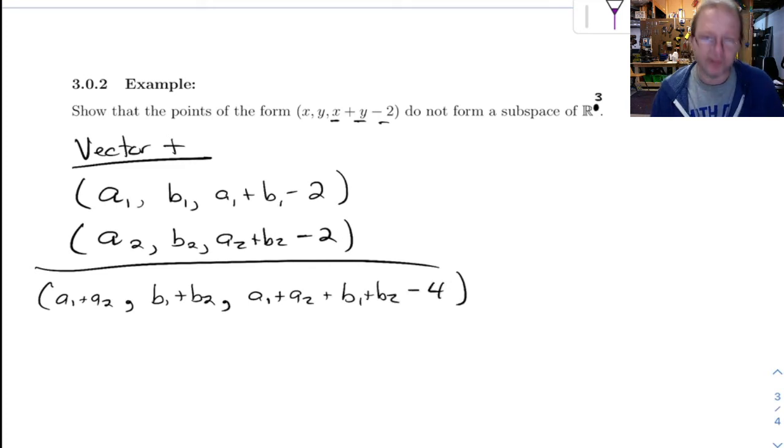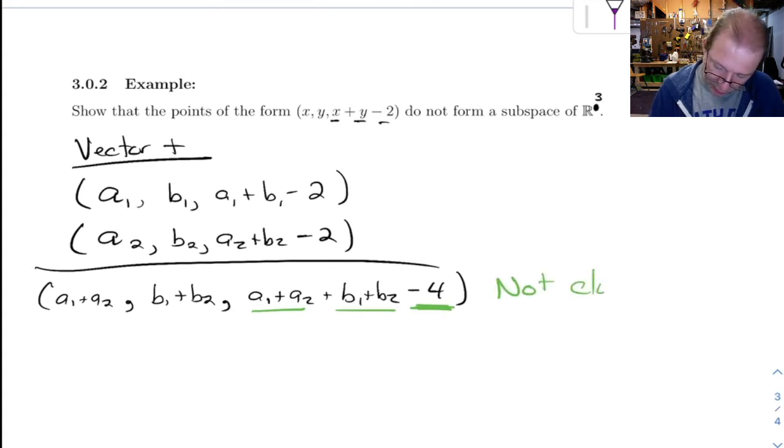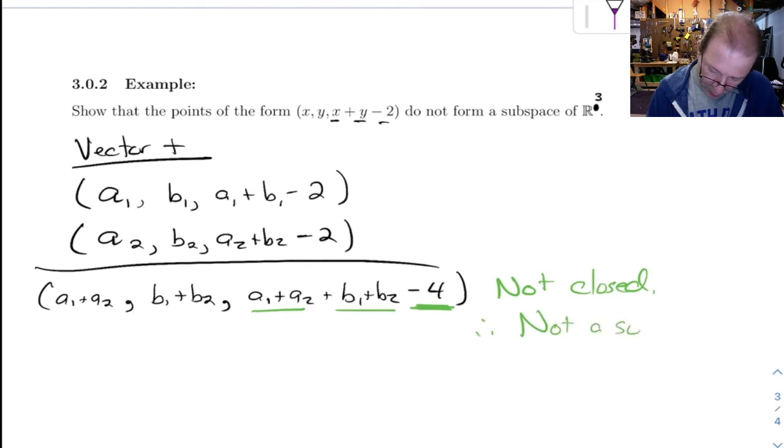And we have to check to see if this is of the right form. This third thing is supposed to be the first plus the second minus 2. Well, it's the first plus the second, but minus 4. So this is not of the right form, so vector addition is not closed. And that's enough for us to say it's not a subspace. It's that 2 that messes things up. That 2 is there and it doesn't have a variable on it, which is why I say it's naked. So the naked non-zero number messes things up.